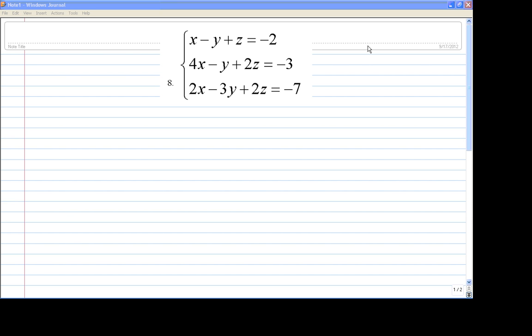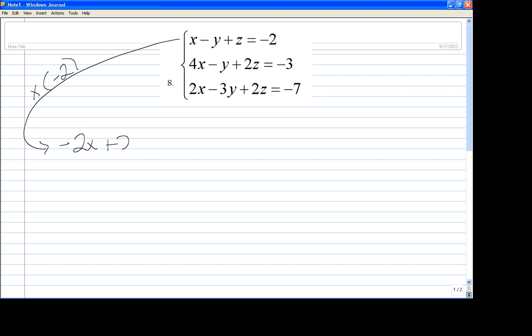Okay, let's get started. I'm going to take the top equation and use that one with the third equation. So I'm going to take that first one and multiply it by -2. That way, I'll get -2x plus 2y minus 2z equals 4.